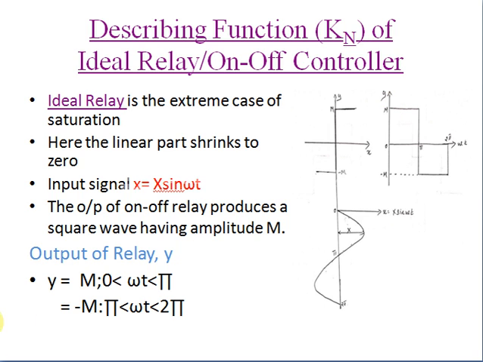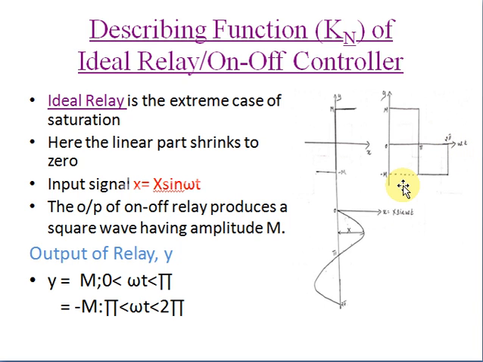Y equals m for 0 less than omega t less than pi, and equals minus m for pi less than omega t less than 2 pi. Okay, the output of the relay y is equal to m for 0 less than omega t less than pi, and minus m for pi less than omega t less than 2 pi. That is, this relay has a value of m from 0 to pi, and minus m from pi to 2 pi.